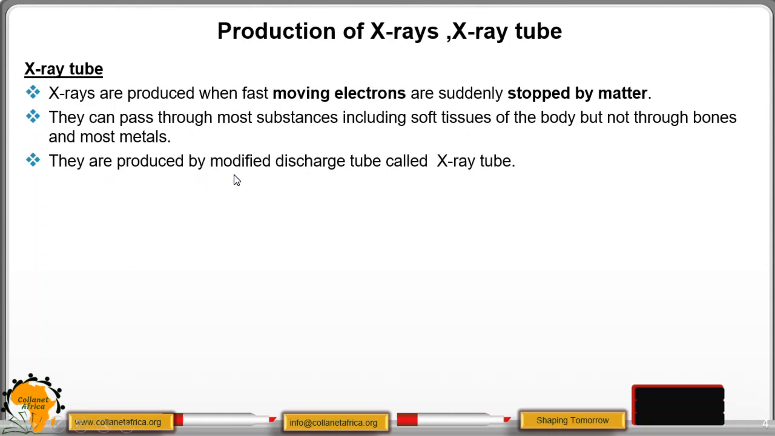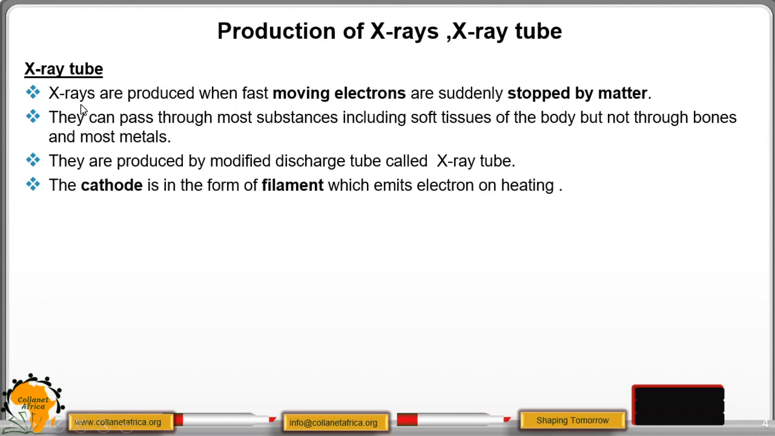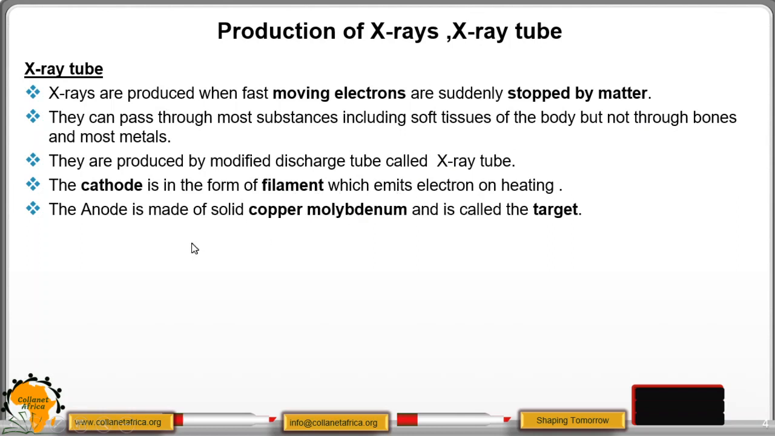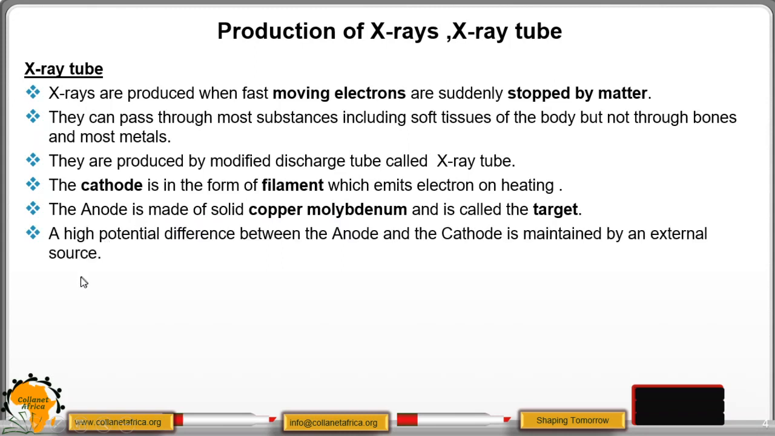These X-rays are produced by modified discharge tube that we call X-ray tube. Inside that X-ray tube, we have the cathode that is in form of filament, and this cathode is the one that emits electron when it is heated. The anode is made up of solid copper, molybdenum, and we call it target. And we are going to see that it is made up of copper because it is a very good conductor of heat, so that when it gets heated, that heat can be dissipated or conducted away at a faster rate. A higher potential difference between the anode and the cathode is maintained by an external source.